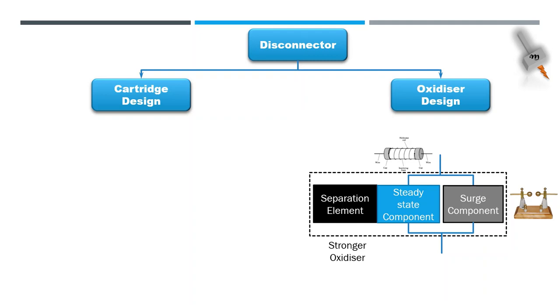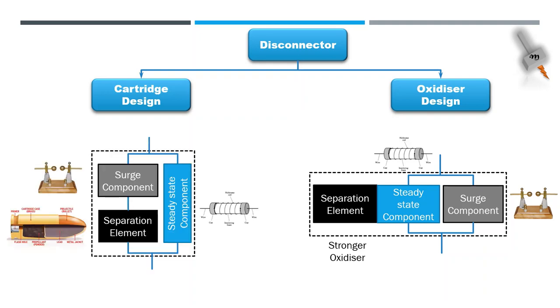Now, moving to the oxidizer design, which is slightly different compared to the cartridge design. The steady state component and surge component do the same primary function, but now the steady state component acts as a trigger. The separation element, which is a strong oxidizer, will fire when energized at appropriate thermal and electrical condition. Note that here the separation element is only physically connected in the circuit.